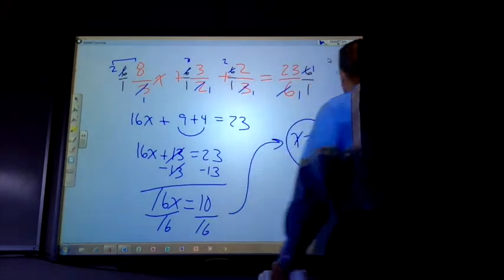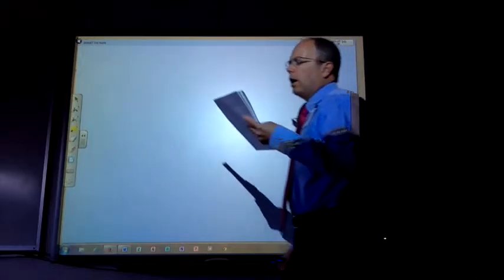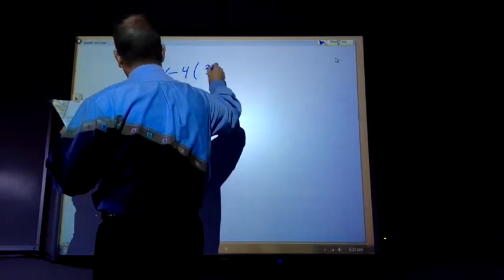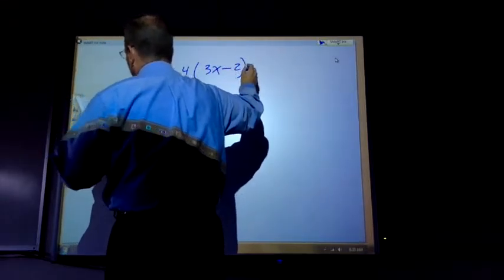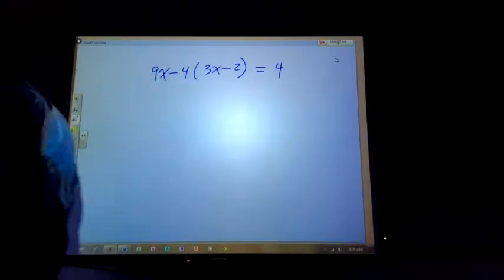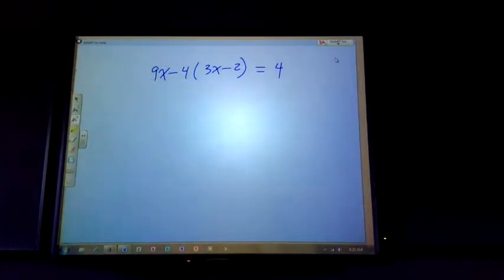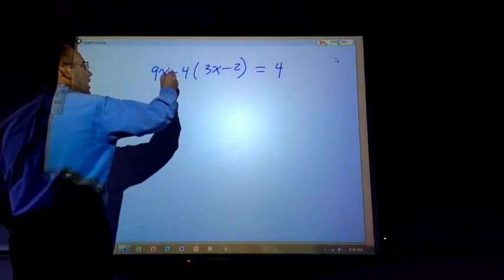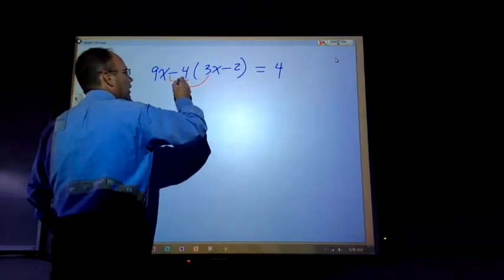Can I try the next one? May I erase? All right, we get 9x minus 4 times 3x minus 2 equals 4. I have a set of parentheses. What am I going to distribute over the set of parentheses? Negative 4. Why not just positive 4? Because there's a subtraction sign. So this whole thing is going to go here and here.